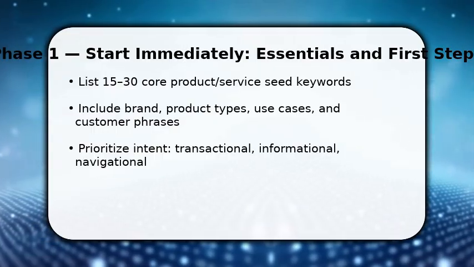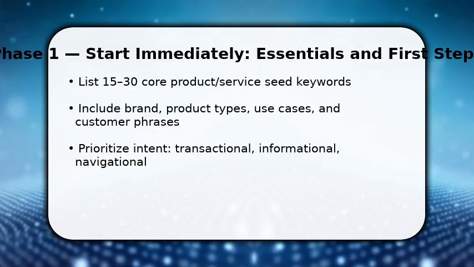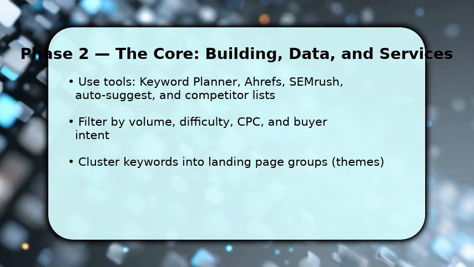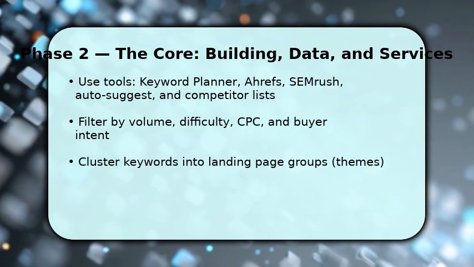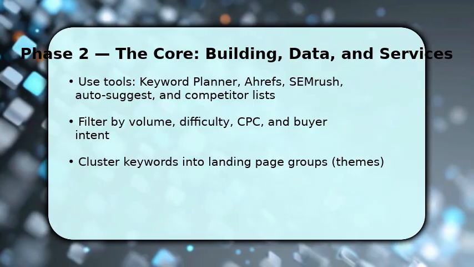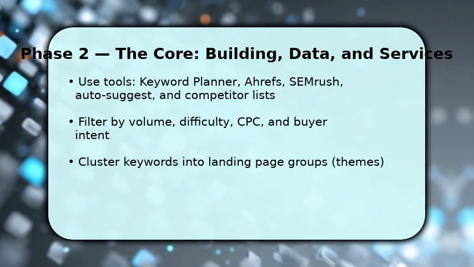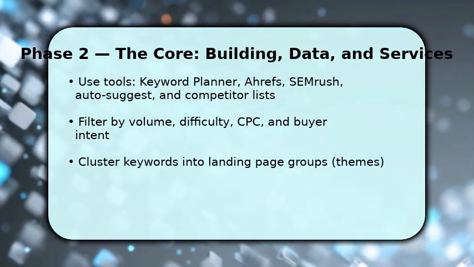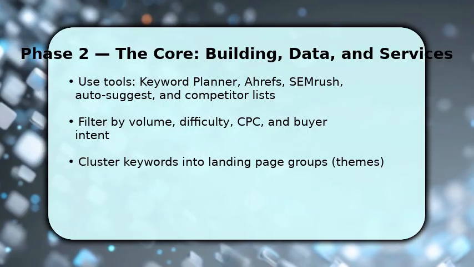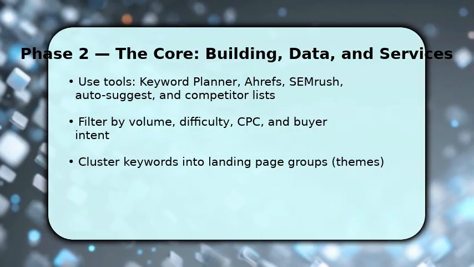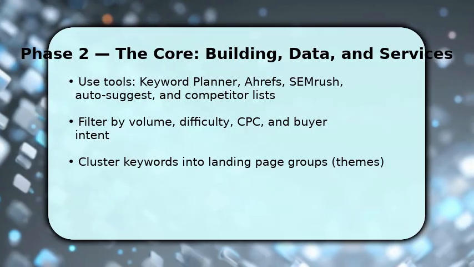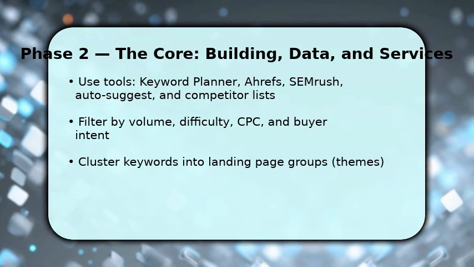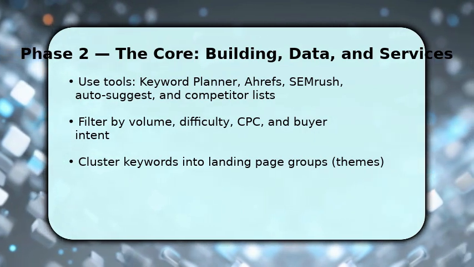Now expand each seed using multiple sources: keyword tools, auto-suggest, competitor pages, and search console queries to surface high-potential variations. As you collect ideas, filter by search volume, keyword difficulty, CPC, and most importantly, buyer intent. This is how you separate research terms from purchase-ready terms. Once you have lists, cluster keywords into thematic landing page groups so one page can rank for many related queries. Make sure to save metrics and examples.